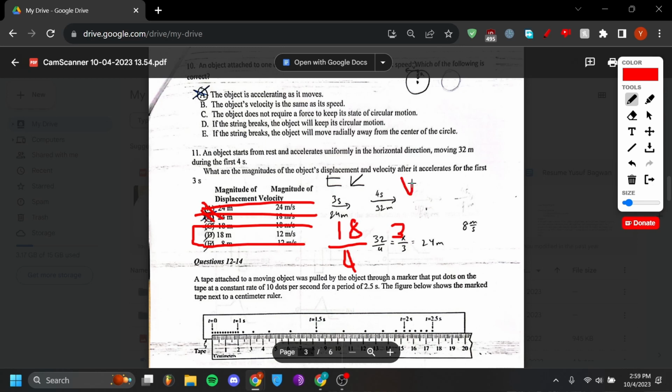You could do this. Uniform acceleration in the horizontal direction. Oh, we could just use an equation of time. It doesn't matter. VF equals VI plus AT. Velocity final, velocity initial, rest. So it's accelerating uniformly. Acceleration times time. So that means it's D. Yep. Drawing that all together, it's D.